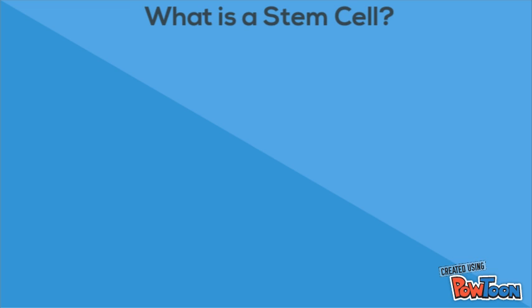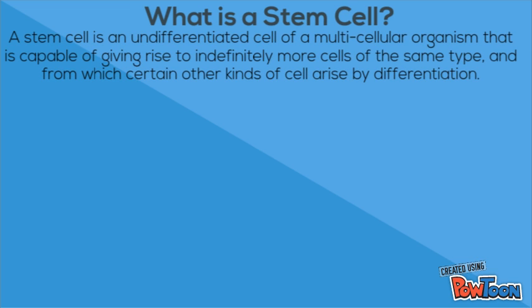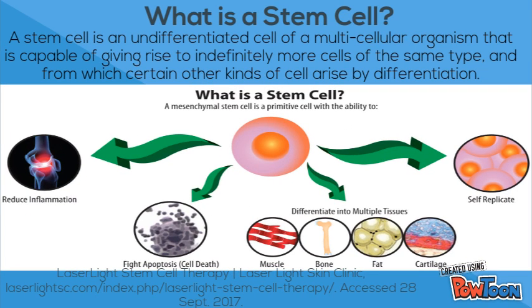What is a stem cell? A stem cell is an undifferentiated cell of a multicellular organism that is capable of giving rise to indefinitely more cells of the same type, and from which certain other kinds of cell arise by differentiation.